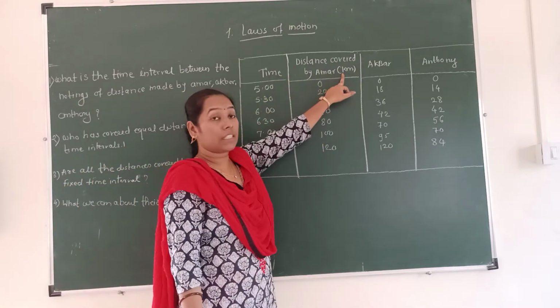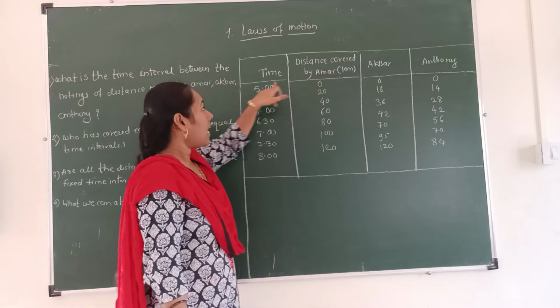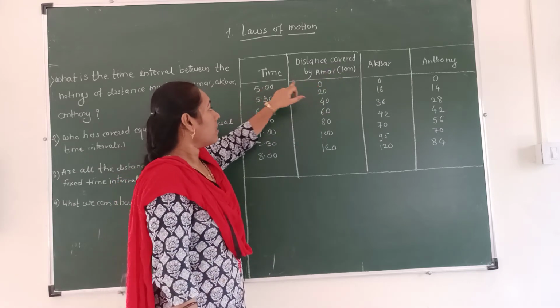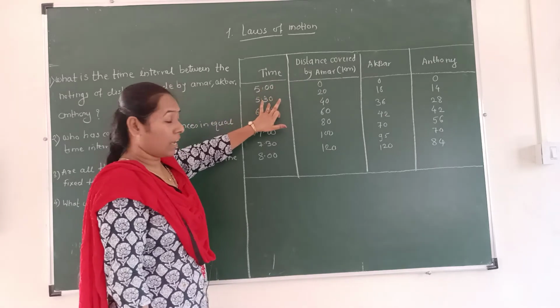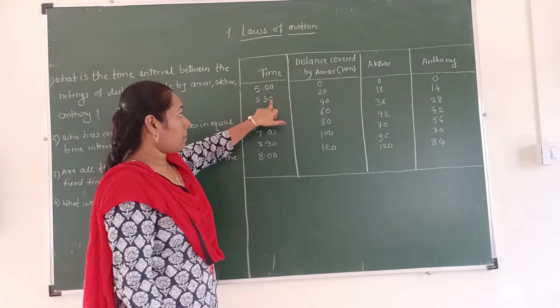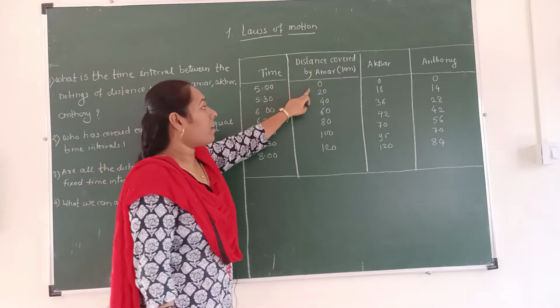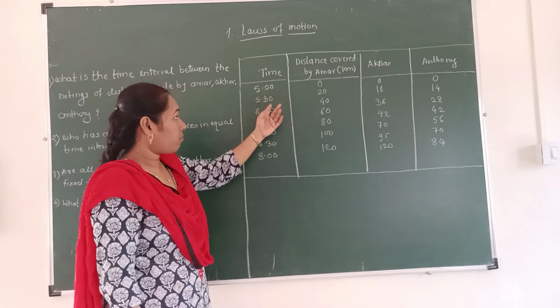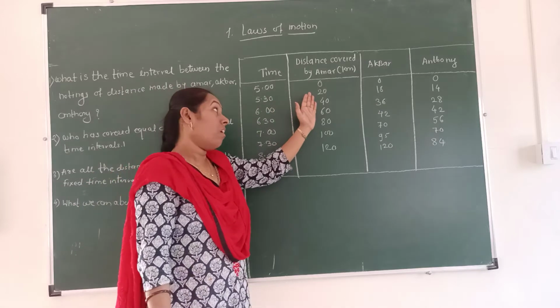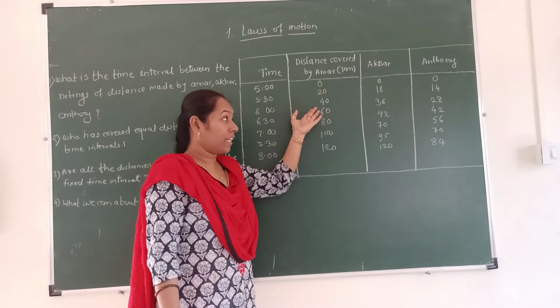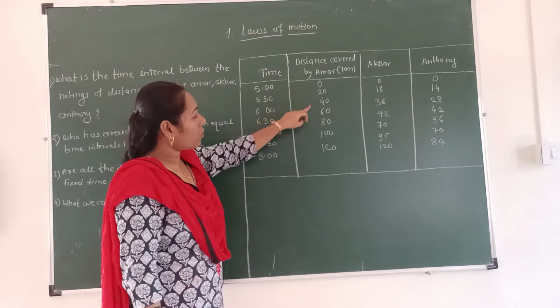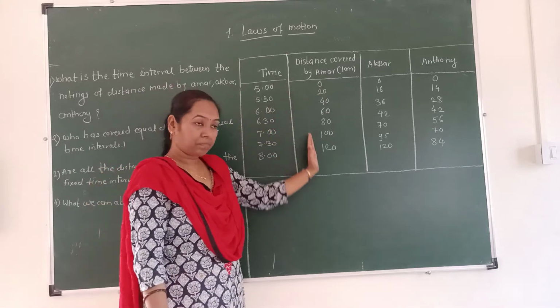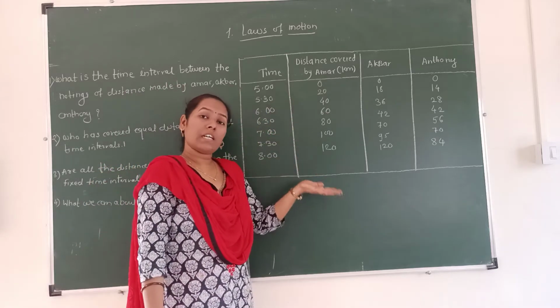The distance covered by Amar is in kilometers. At 5 o'clock to 5:30, that is in 30 minutes, he covered 20 kilometers distance. Again in the next 30 minutes he covered 20 kilometers. Like this, in each 30 minutes he covered 20 kilometers distance.